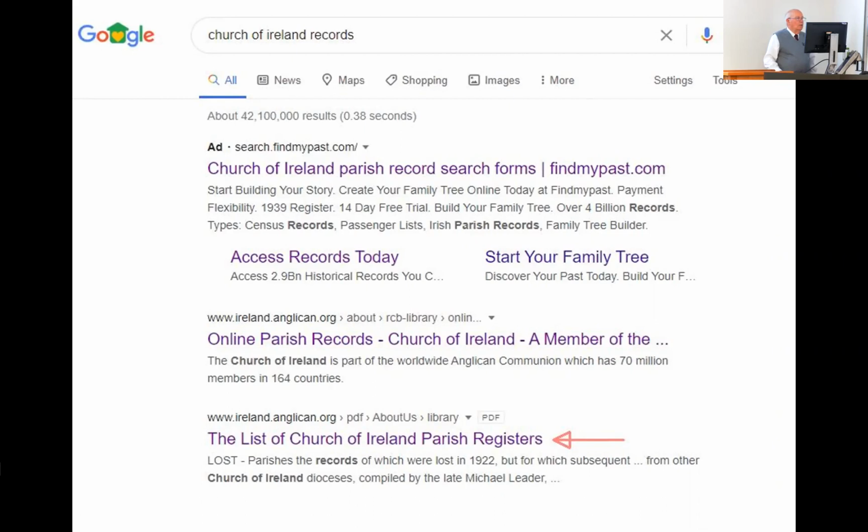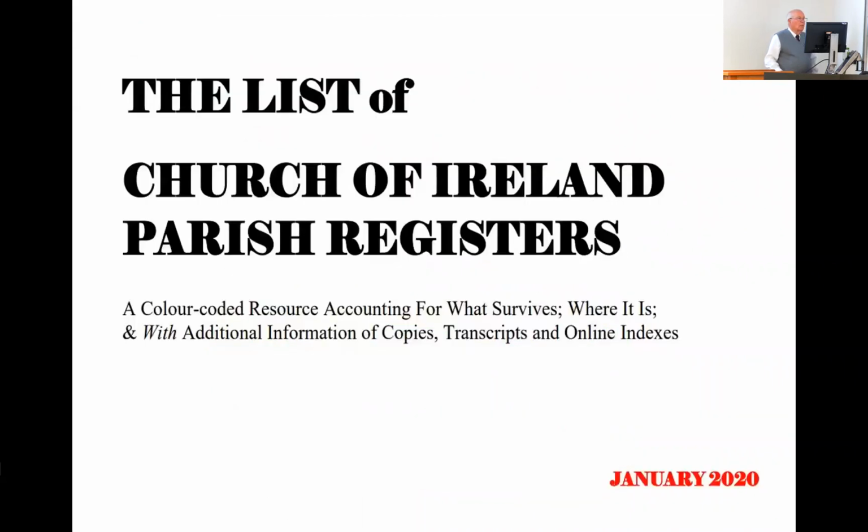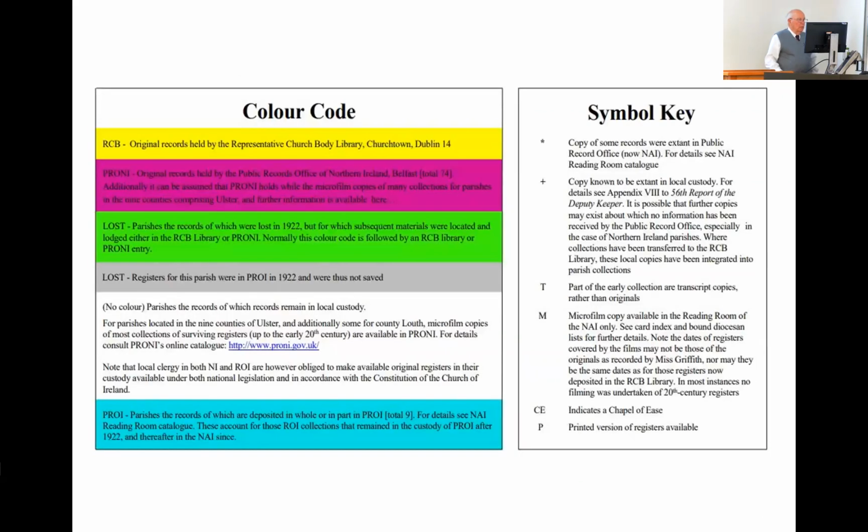Now we're going to Google Church of Ireland records. This website can be accessed by Googling a list of Church of Ireland registers. And here's the color code for these records. The yellow signifies records that are held by the representative church body in Dublin. This kind of reddish purple one is records held by PRONI in Belfast.